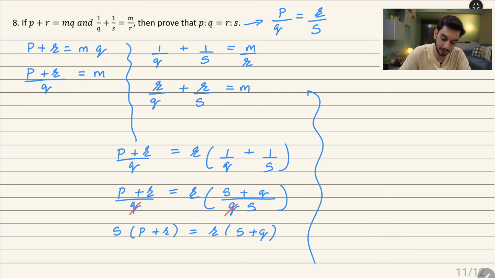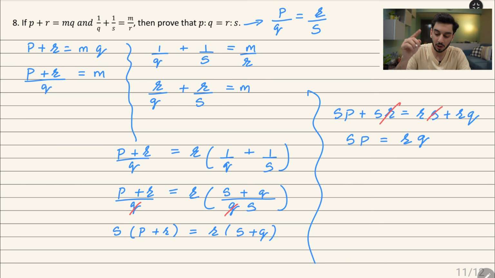I'll open up these brackets, so it goes inside and becomes sp plus sr is equal to, r goes to both the terms inside the bracket, so it becomes rs plus rq. Now I can see an rs and sr on both the sides. We can cancel them, and I'm left with sp is equal to rq. q can go to the denominator, s can go to the other denominator, so p upon q is equal to r upon s, and I can finally say that p is to q is equal to r is to s, and that is how I do it.